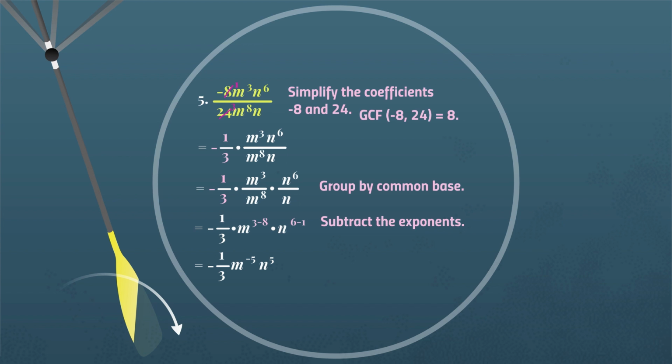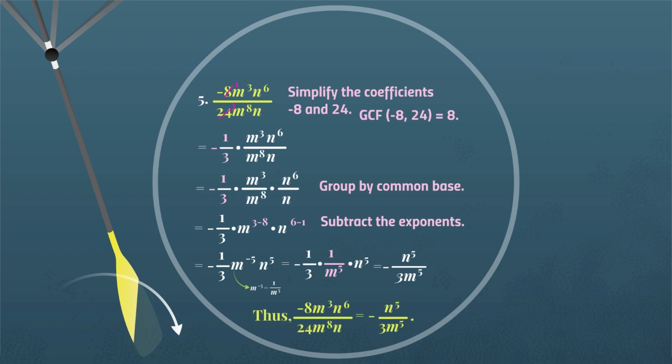Just a side note, when a power has a negative exponent, we simply get its reciprocal and change the sign to make the exponent positive. So, m raised to negative 5 is the same as 1 over m raised to 5. We'll just put that in our expression, and we have negative 1/3 times 1 over m raised to 5 times n raised to 5. To get the final answer, we simply need to multiply. Multiplying gives us a product of negative n to the 5 over 3m to the 5.